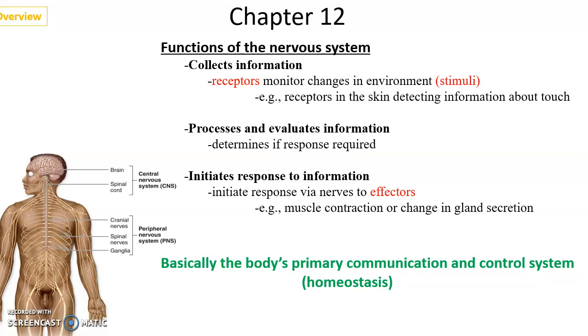Basically, the body's primary communication and control system. That is the function of the nervous system, to control and communicate with various parts of the body to maintain homeostasis, maintain that stable internal environment.